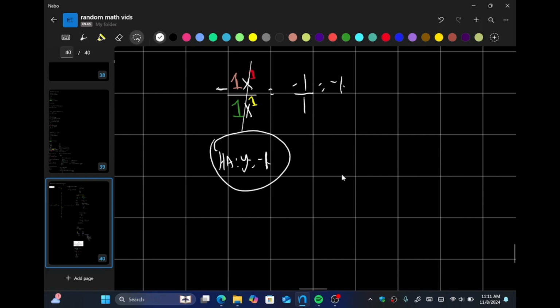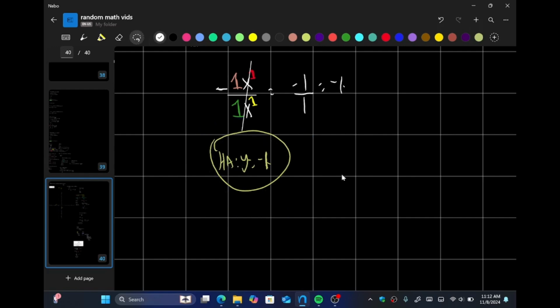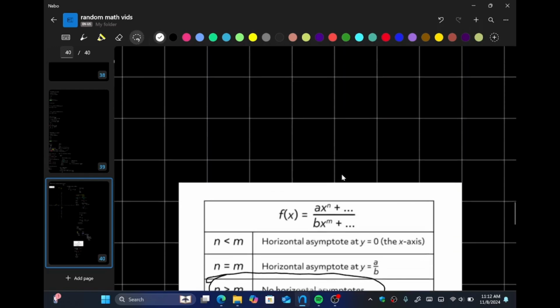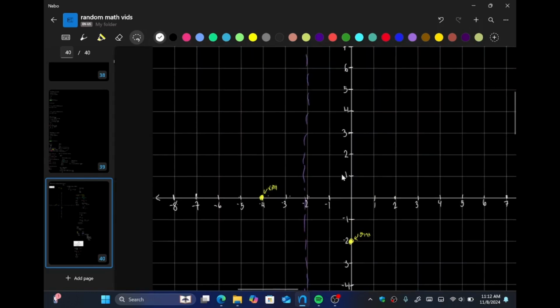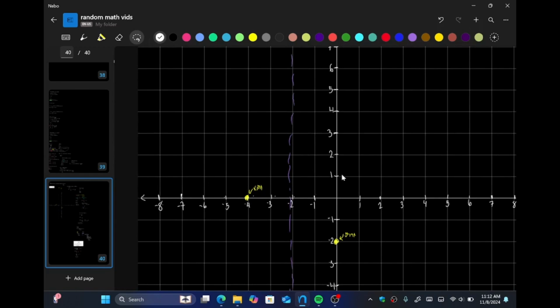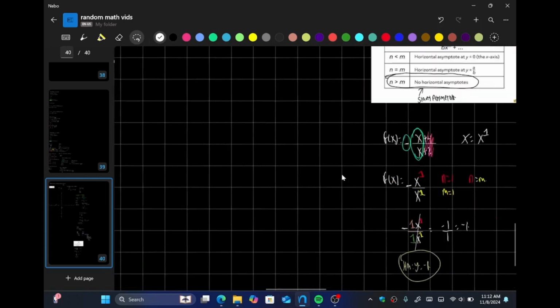I'll do it in this color here. So here we're gonna go ahead and just label this. So the horizontal asymptote again is y equals negative 1.